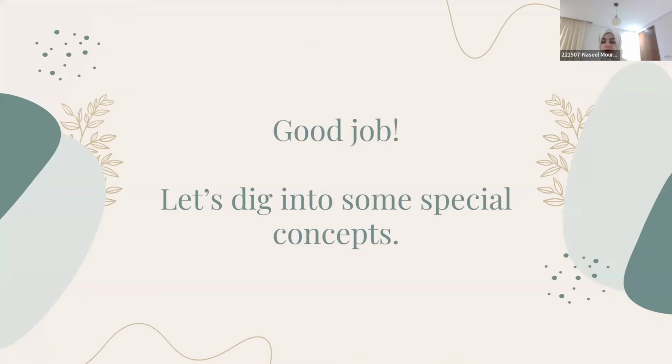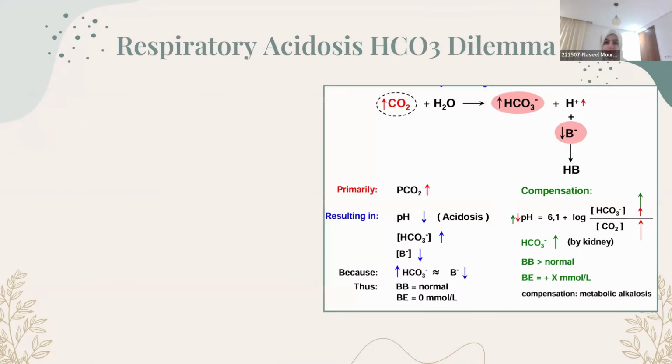Okay, now let's dig into some special concepts. I know we've taken a lot of time, but we're almost done. Now there's a dilemma when it comes to the bicarbonate increase in respiratory acidosis. Why is that? Now we know that the primary mechanism is that the pH goes down because your CO2 goes up. And we also said that bicarbonate does go up a little bit, right?